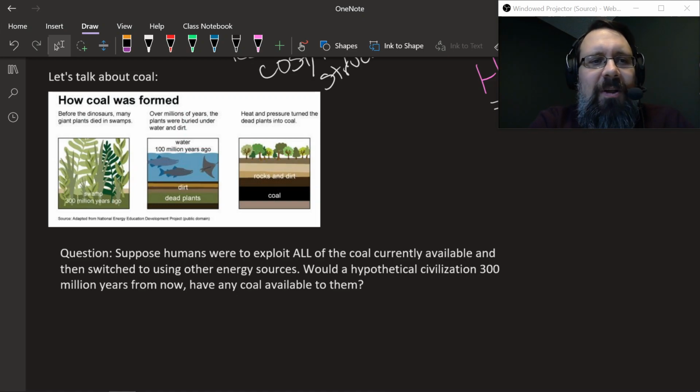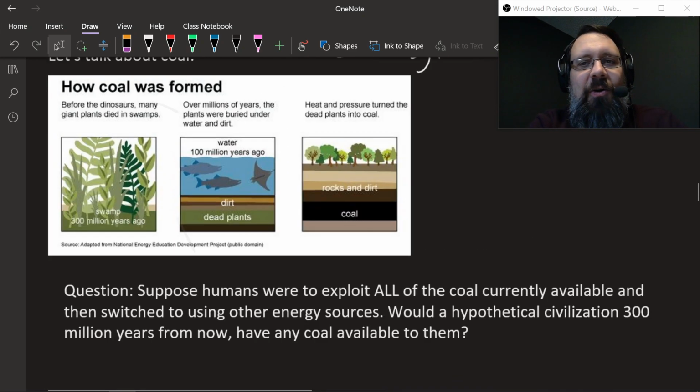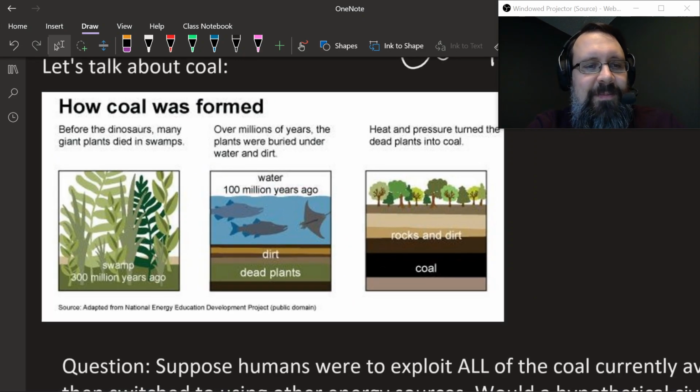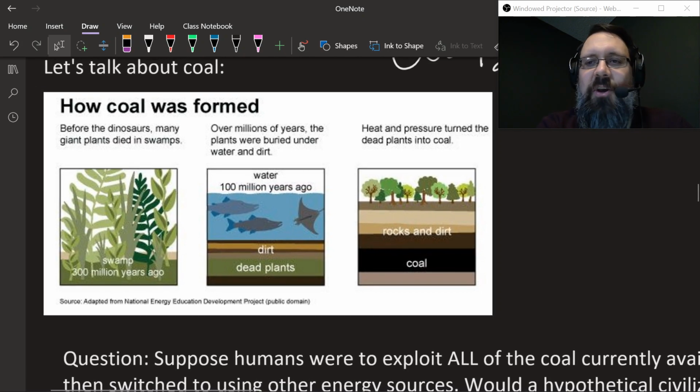I want to talk about coal. So, if you don't know how coal was formed, here's a little picture that I stole from the National Energy Education Development Project. It just talks about how coal is made. Basically, you go back 300 million years ago to swamps. There are these massive, gigantic plants, and the plants die in these swamps.